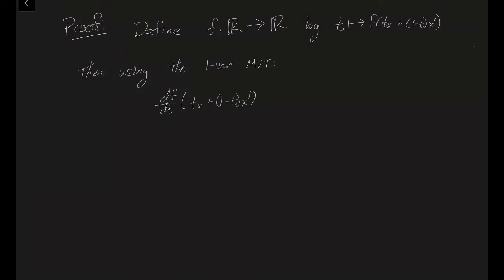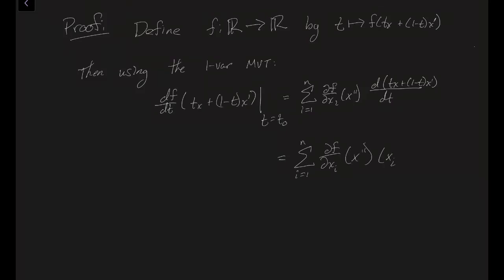And we're going to see that that is equal to, by using the chain rule, the sum from 1 to n of the partial of f with respect to x_i, so each coordinate of the point, and then we're going to take that at x double prime. And then because we're using the chain rule, we're going to multiply that by d/dt of tx plus (1 minus t)x prime. And by evaluating the derivative with respect to t on the inside of that sum, we just get partial f partial x_i of x double prime times x_i minus x_i prime, where x double prime is t naught times x, plus 1 minus t naught times x prime. And that concludes this proof.